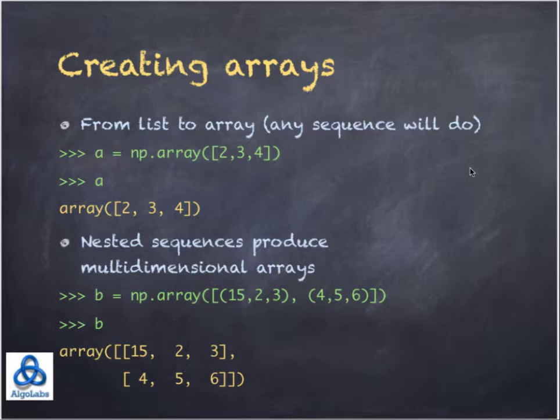The sequence need not be given as a list, it can also be given as a tuple. For instance, if we give a 2-dimensional sequence in which each element is itself a sequence, and here we have used tuples for the inner one and list for the outer one, we end up getting a 2-dimensional array with 2 rows and 3 columns.